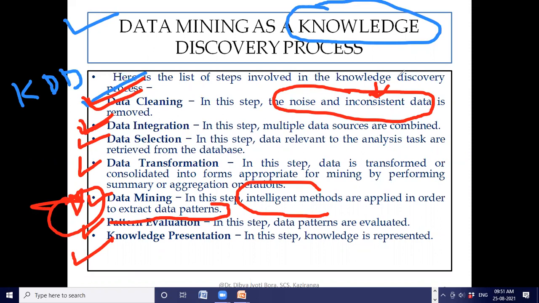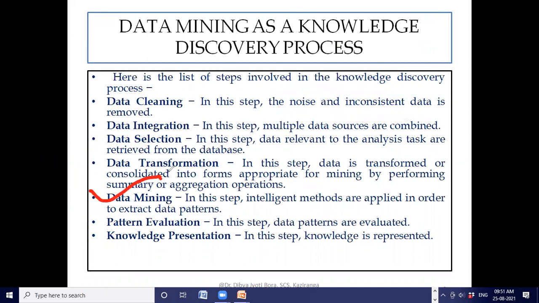Now, next is that whenever we have applied those techniques, of course, we'll get some patterns. Now, it is the time that we have to evaluate those patterns.